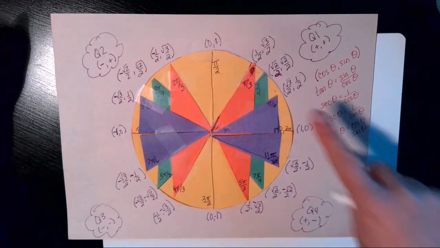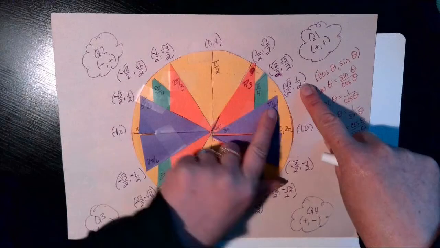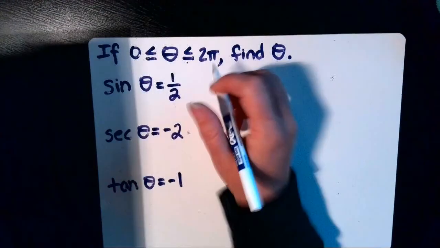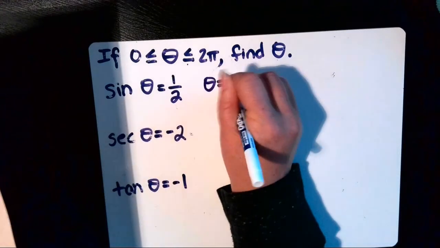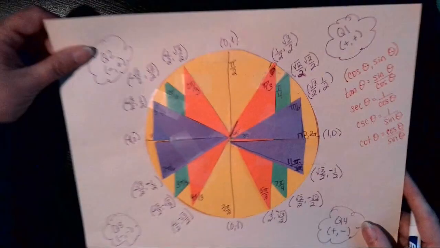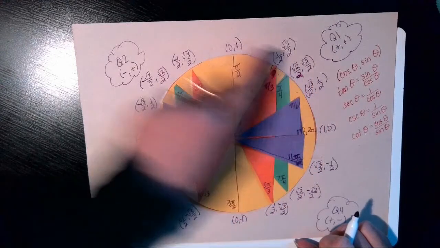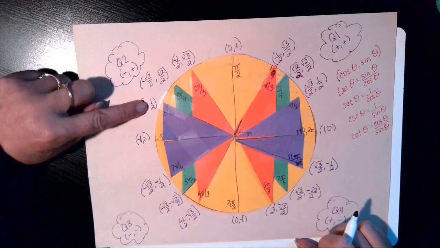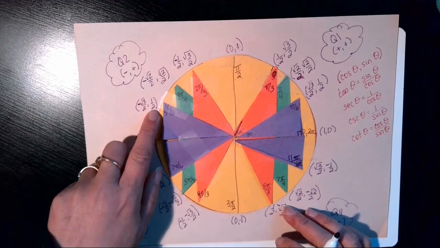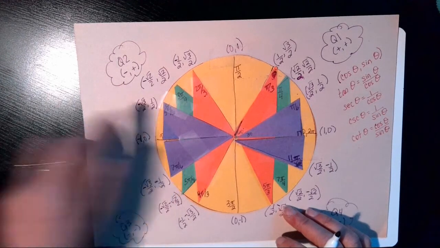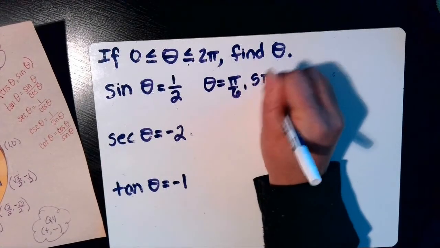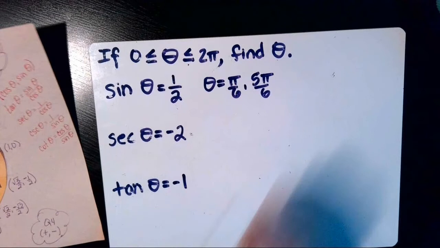So in quadrant 1 here at pi over 6, I've got a y coordinate of 1/2. So pi over 6 is going to be a solution. But is that the only solution? So I'm going to keep looking as we go around the circle for another coordinate of 1/2, and there's another y value at 5 pi over 6 where the 1/2 is positive. So 5 pi over 6 will also be a solution.